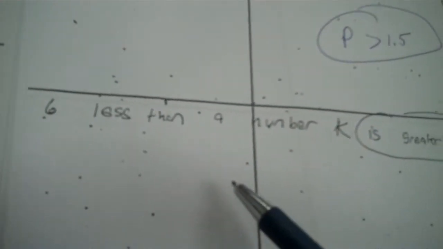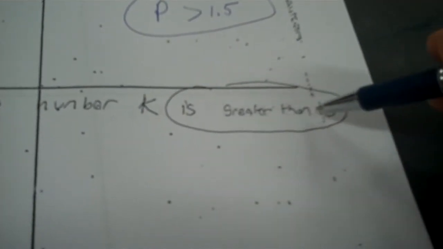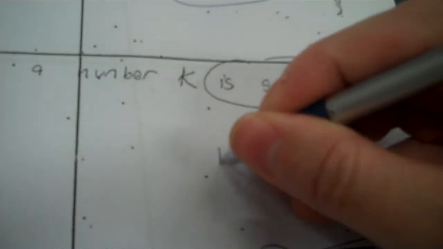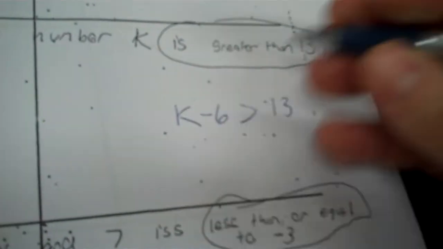Okay, 6 less than a number K is greater than 13, so greater is greater than, so greater than right there. And then you put 13. Then you put your K variable. Now you're wondering, what's with the 6? Well, it says 6 less. Less means -6, so after the K we put -6.